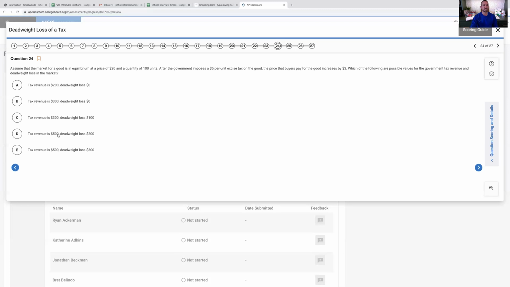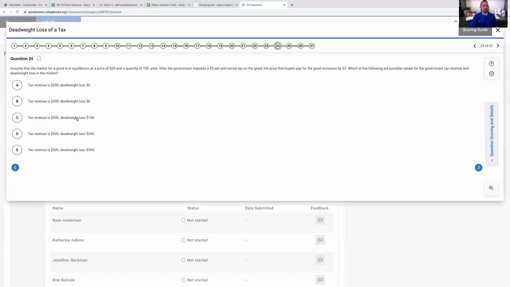The tax revenue, this says 500 and 500. No, it can't be 500. Think about it. The excise tax is $5. The quantity we were buying before the tax was 100. Now that we have that tax, we're certainly going to be buying less. We know it's not perfectly inelastic because we're not paying for all of the tax. And so the tax revenue can't be $500 because that would imply that we're still buying 100 units with that $5 tax. So that's not happening, right? So it's not D, it's not E, it's not A or B because we know there has to be some deadweight loss. C seems plausible, right?